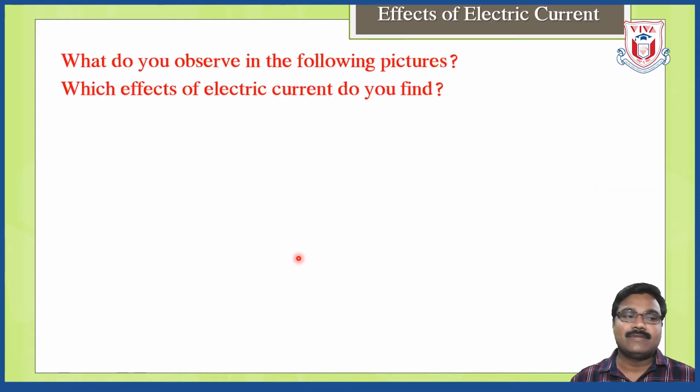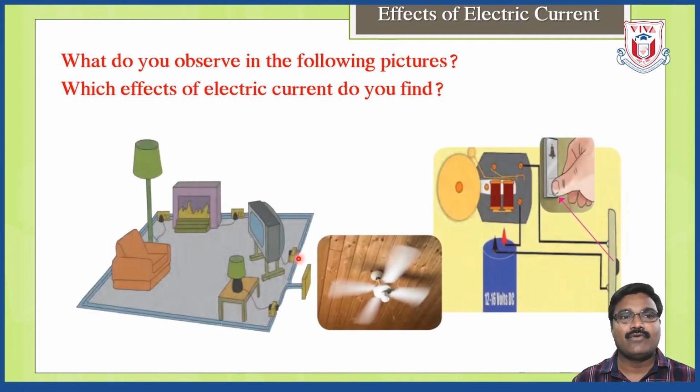Now we will see one picture. You have to observe. What do you observe in the following picture? Which effects of electric current do you find? Here in the first picture, it is an interior part of a house. Here a ceiling fan is there and here a doorbell is there.